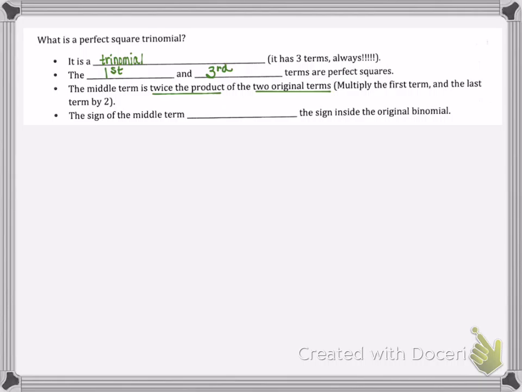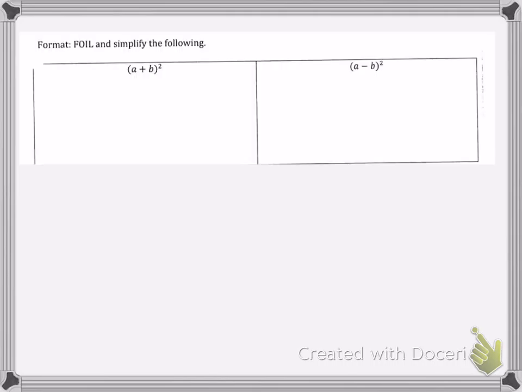Which means if you multiply the first term and the last term by 2, it is going to give you the middle term. And the sign of the middle term matches the sign inside the original binomial. So let's jump into an example where we look at what we're going to do here.